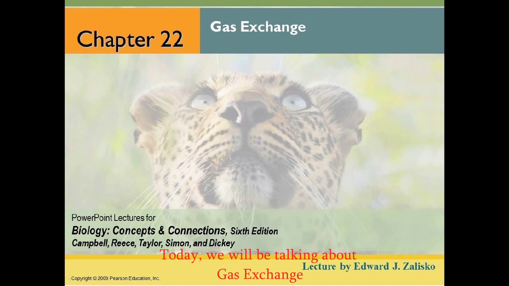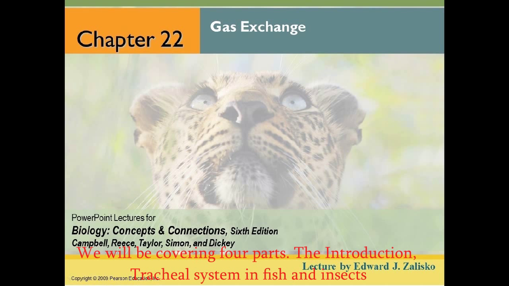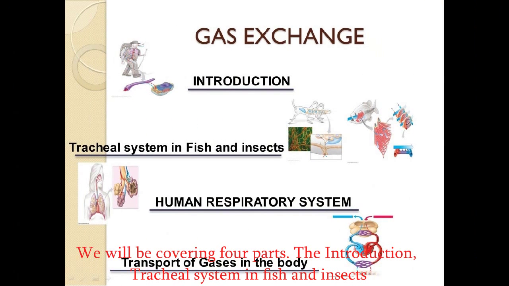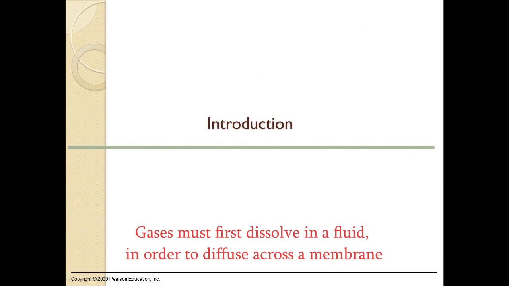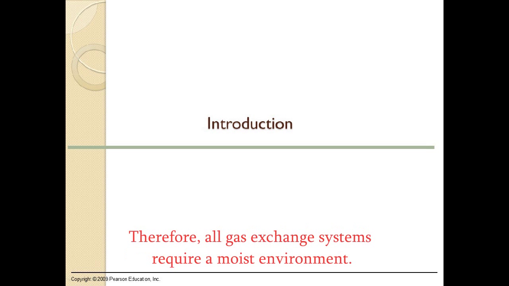Today, we will be talking about gas exchange. We will be covering four parts: the introduction, tracheal system in fish and insects, human respiratory system, and transport of gases in the body. Gases must first dissolve in a fluid in order to diffuse across a membrane.